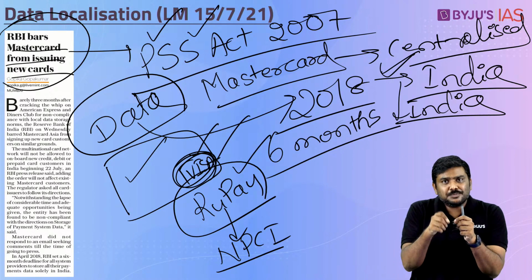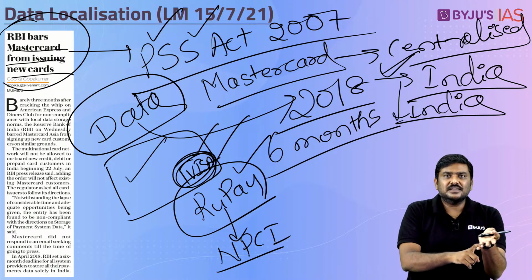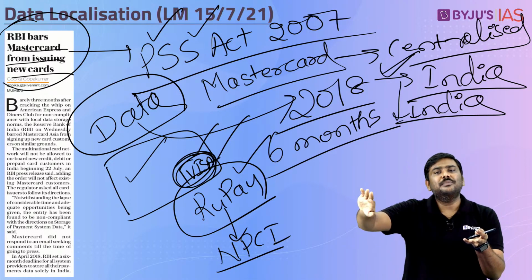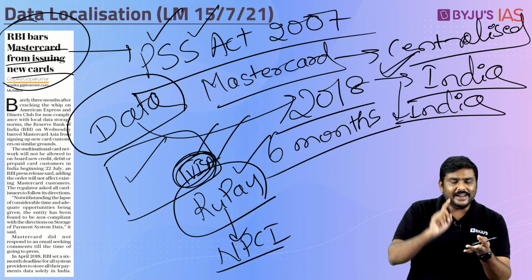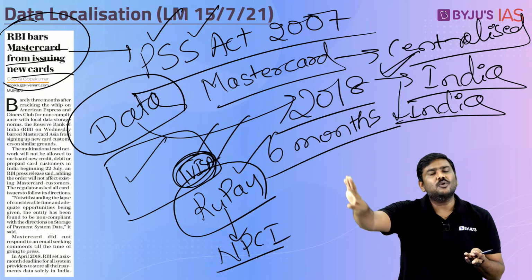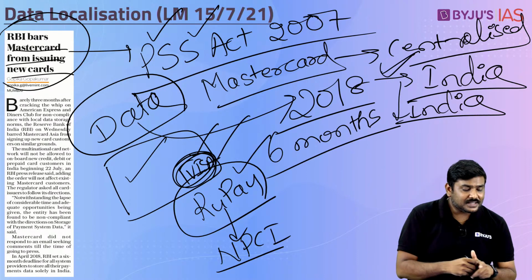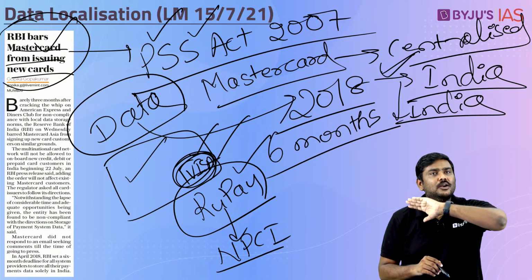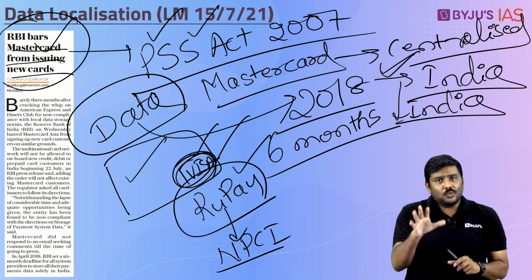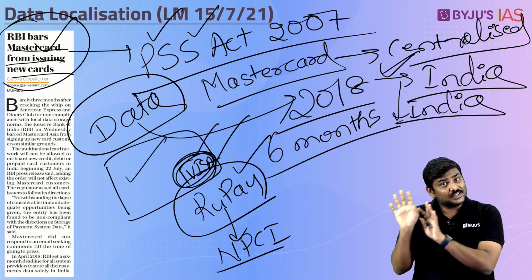So citing this particular guideline, American Express has been asked not to acquire new customers. Diners Club has been asked not to enroll any new customers. Now Mastercard has been asked not to enroll any new customers. Now what is the impact of this? Let's try and understand that.